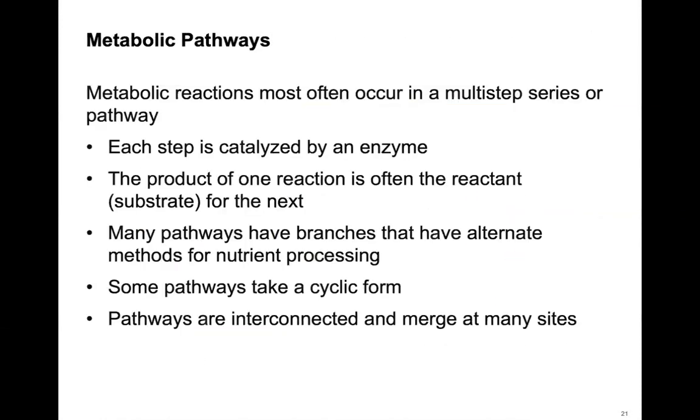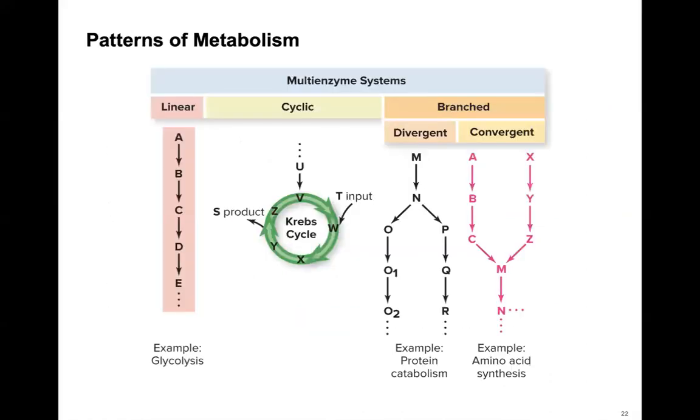So metabolic pathways, how do enzymes play a role with metabolic pathways? Metabolic reactions most often occur in a multi-step series or pathway. Each step is catalyzed by an enzyme. The product of one reaction is often the reactant or substrate for the next reaction. Many pathways have branches that have alternate methods for nutrient processing. Some pathways can take on a cyclical form, and pathways are interconnected and merge at many different sites.